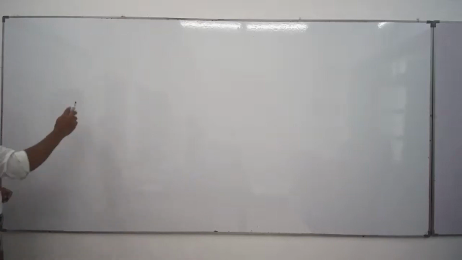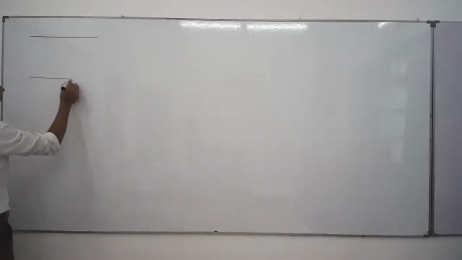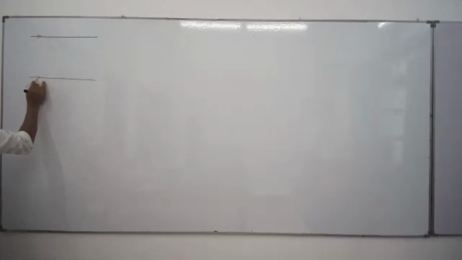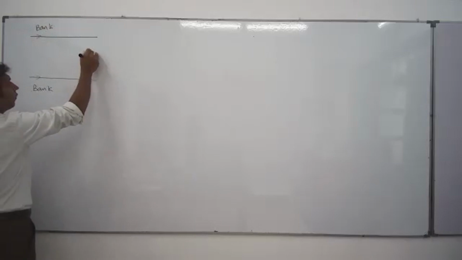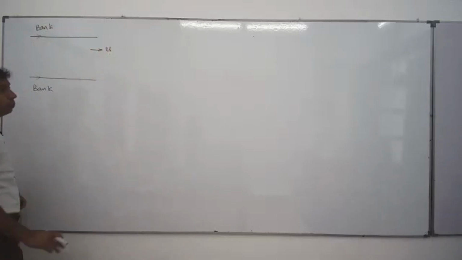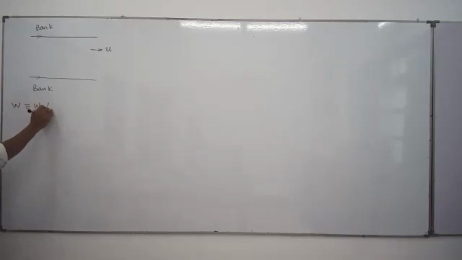Right. Now suppose here we have a river. The banks are parallel. This is a bank, this is a bank, these banks are parallel. Water flows this way with velocity u. We assume the velocity of water is equal everywhere across the river. W stands for water or the river, and E stands for earth.